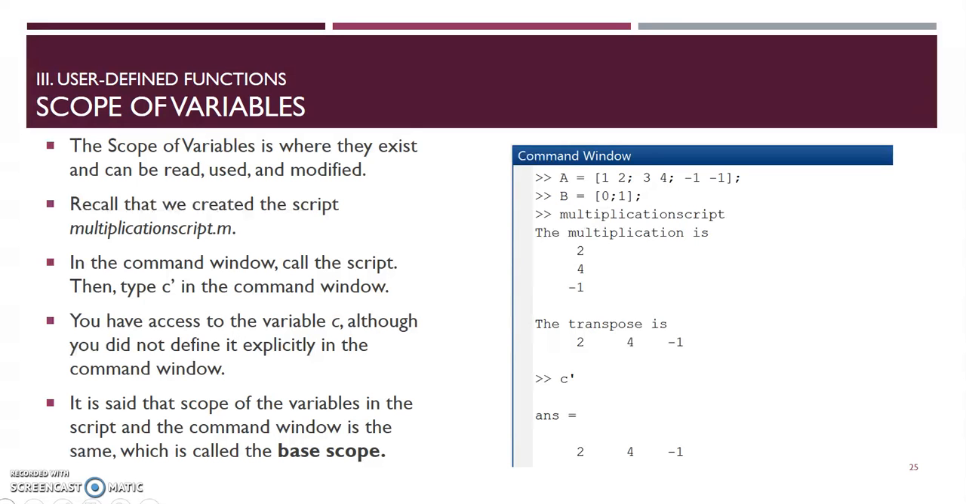This tells us the scope of variables in a script and in the command window are the same. Both of these can access their variables. Such a scope is called the base scope.